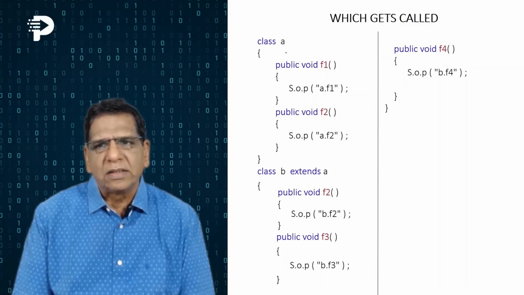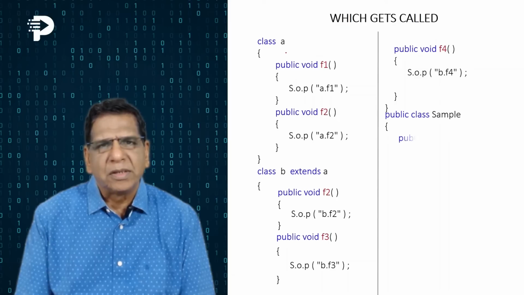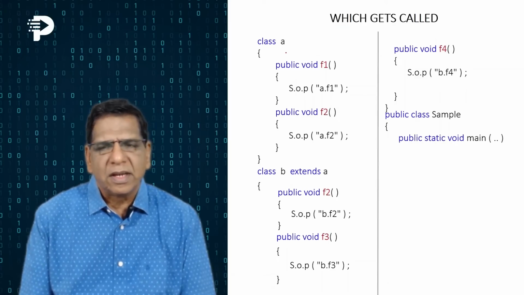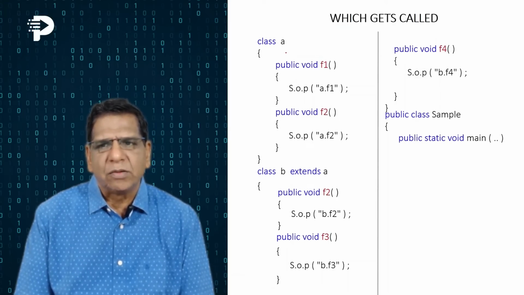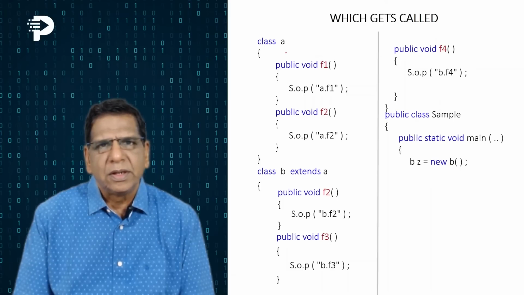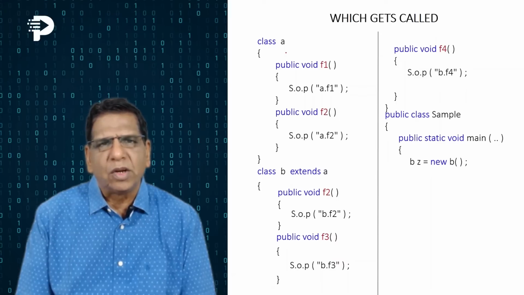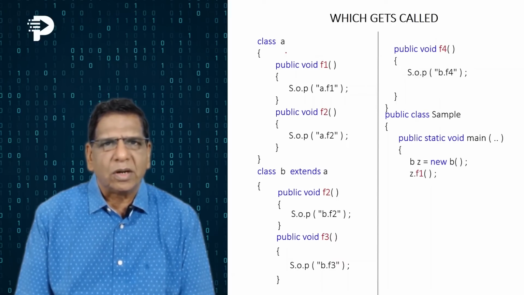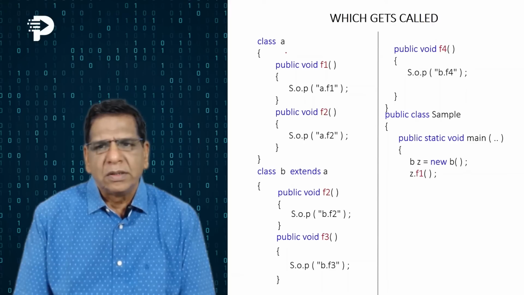To do that, let's create a public class Sample containing main, public static void main(String[] args), and inside this main, first thing that I would do is create an object of the class B by saying B z equal to new B(). And using this z, now I would try to call the methods. First one would be a call to f1 by saying z.f1(). Similarly, I would make a call to z.f2(), then z.f3() and z.f4().